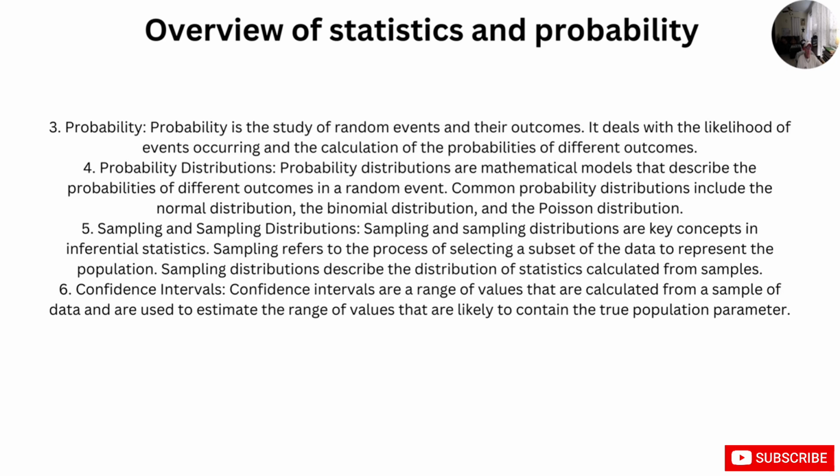Confidence intervals. Number six. Confidence intervals are a range of values that are calculated from a sample of data and are used to estimate the range of values that are likely to contain the true population parameter.